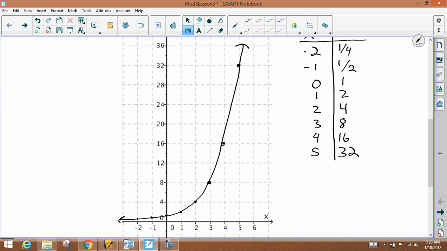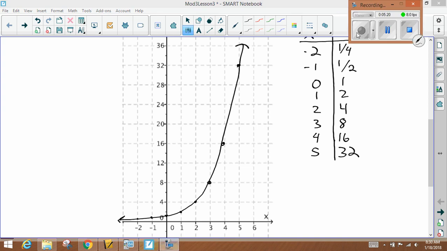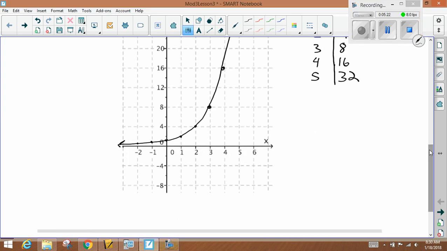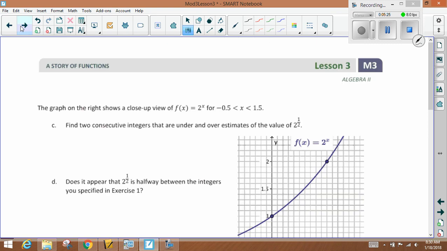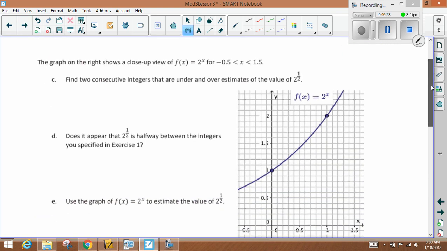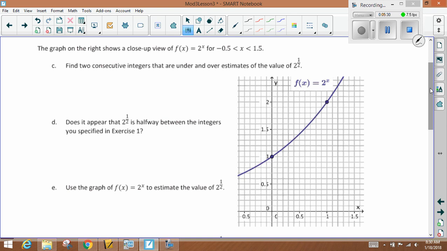And we'll move right along into the second. All right, moving right along. So, we already did this, right? We found two consecutive integers that are an underestimate and an overestimate. Our first ones were 2 to the 0 and 2 to the first power. So those are consecutive. They are an under and over estimate, right?